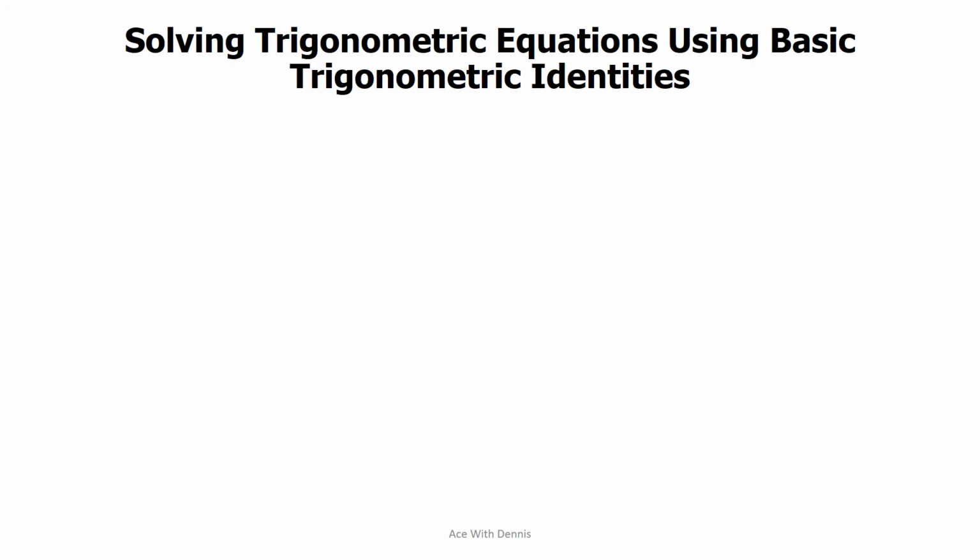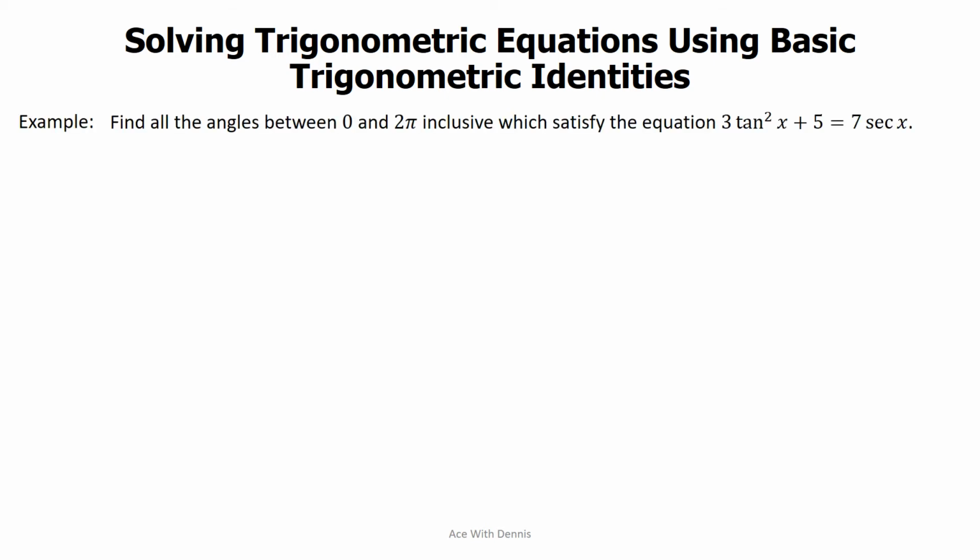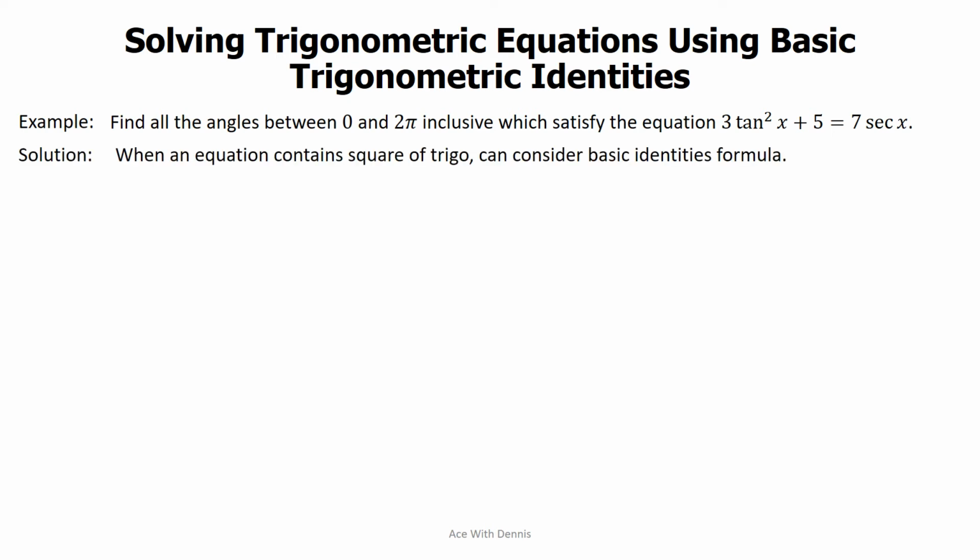Now we try to apply the formula to solve trigonometric equations using basic trigonometric identities. Here is the example. Find all the angles between 0 and 2 pi inclusive which satisfy the equation 3 tangent square x plus 5 equals 7 secant x. Here is the solution. When an equation contains a square of trig functions, we can consider using basic identities formulas.